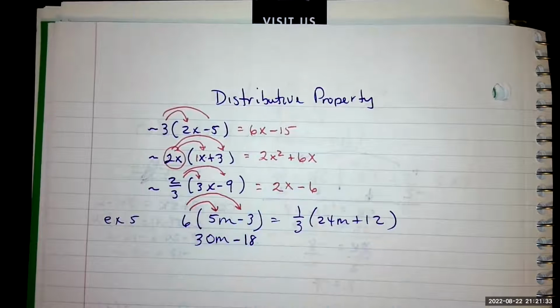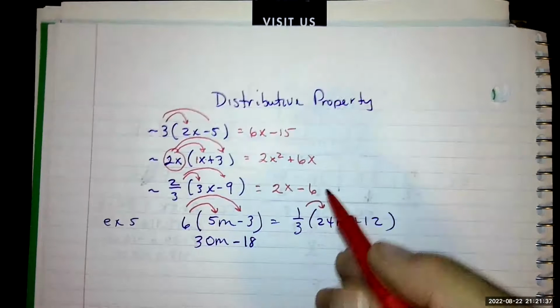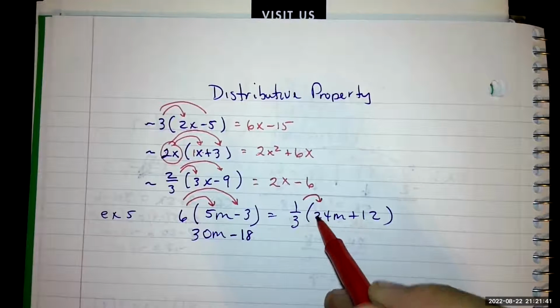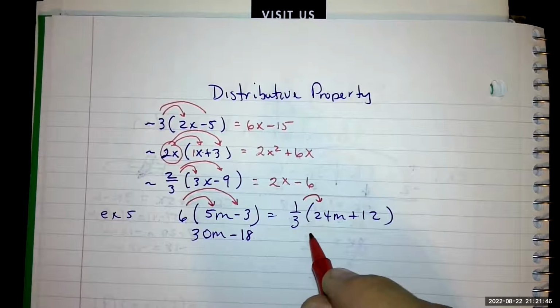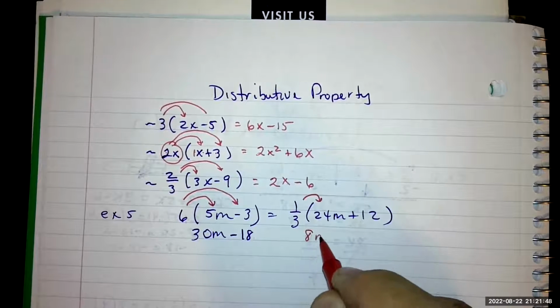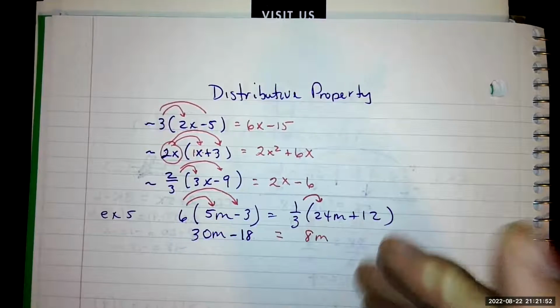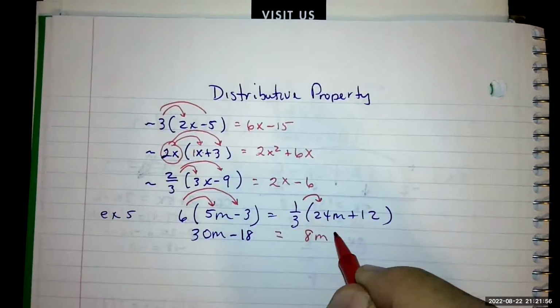Now let's do 1/3. So I'm going to take 1/3 times 24. So remember the little trick here with fractions like we did here? 3 goes into 24 8 times. So 8 times 1 is 8m. 3 goes into 12 4 times. 4 times 1 is 4.